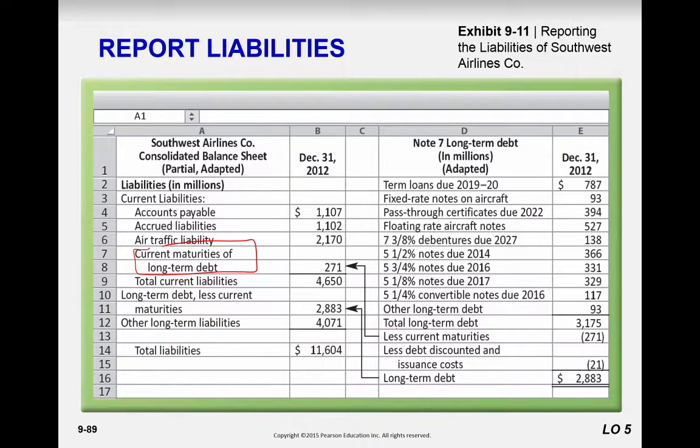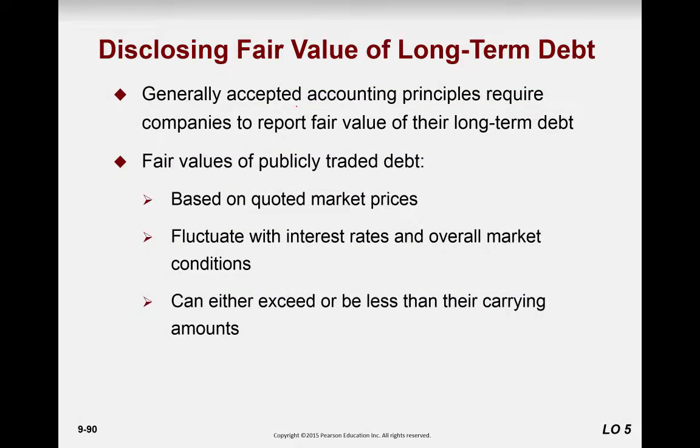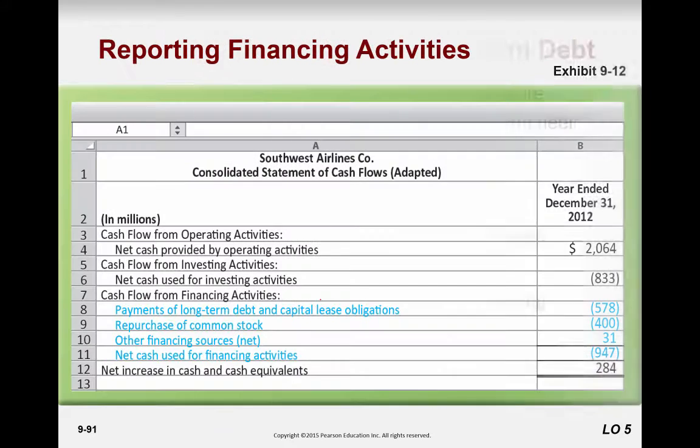And basically, we see that piece here. And then our maturities in total are here. And basically, these are all the different long-term liabilities. And notice that's a note. So this is your balance sheet here with the corresponding notes that all match. And then generally accepted accounting principles, GAAP, basically tells us that companies have to report their fair value, and so the fair values of publicly traded debt are determined by market price. And then our financing activities in our statement of cash flows, as you see here.